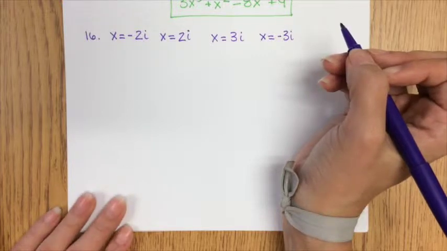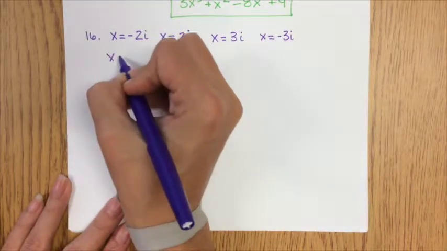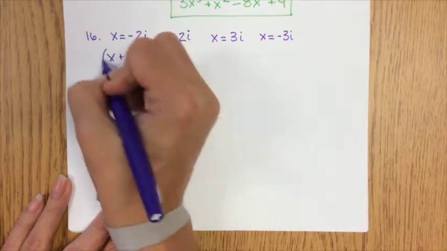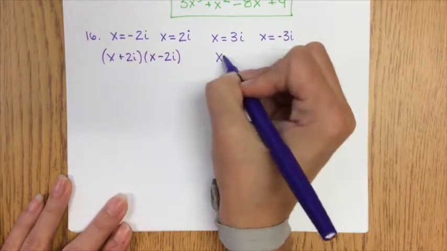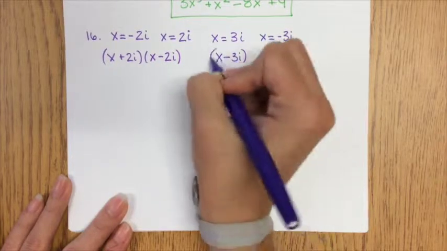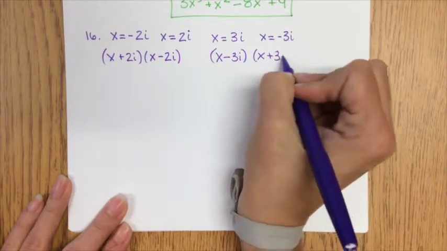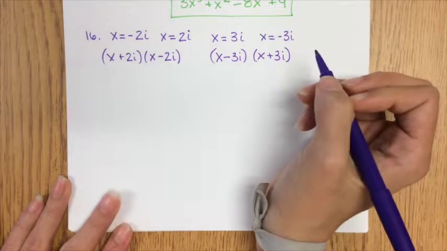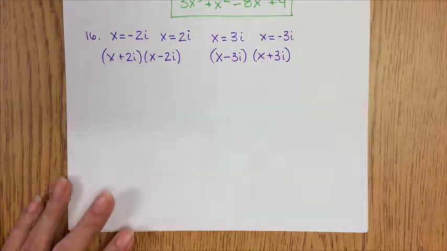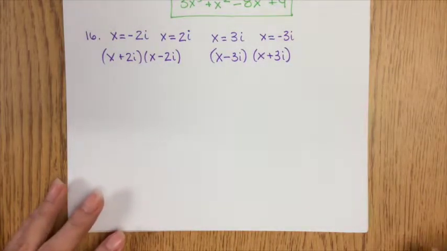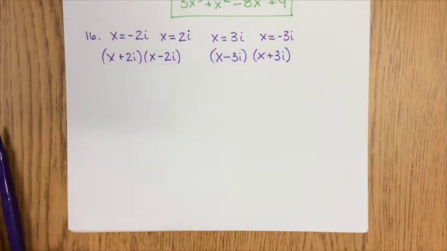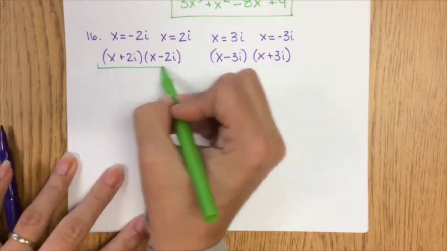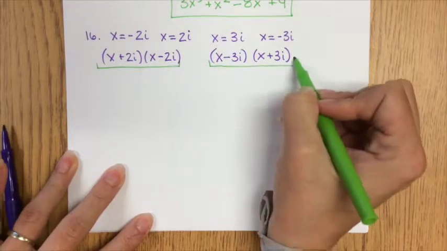Let's change these to factors. So now I have x plus 2i, and I have x minus 2i. Over here, I have x minus 3i and x plus 3i. When you are multiplying these together, make sure you multiply your conjugate pairs together, because things will cancel out and it is easier. I promise. Okay, so let's start here. And then we're going to do here separately.